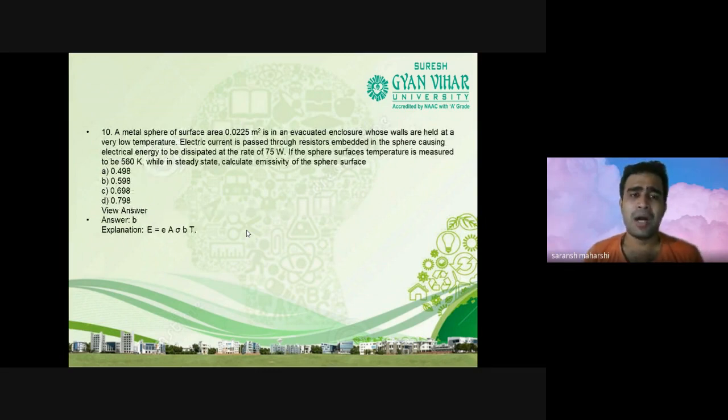Next, a metal sphere of surface area 0.0225 meter square is in an evacuated enclosure whose walls are held at a very low temperature. Electric current is passed through resistors embedded in the sphere, causing electrical energy to be dissipated at a rate of 75 watt. If the sphere surface temperature is measured to be 560 Kelvin in steady state, calculate the emissivity of the sphere surface. Option A, 0.498; option B, 0.598; option C, 0.698; option D, 0.798.